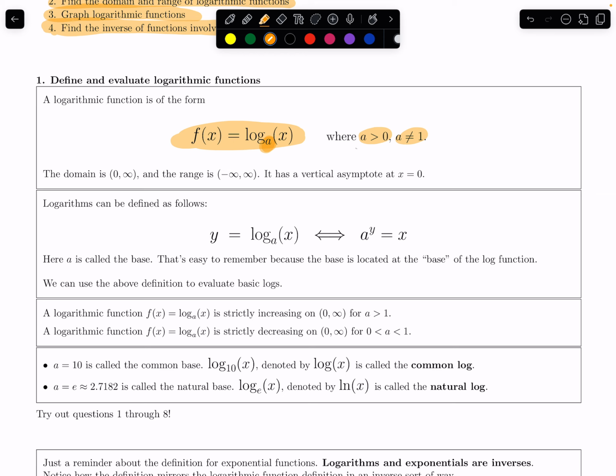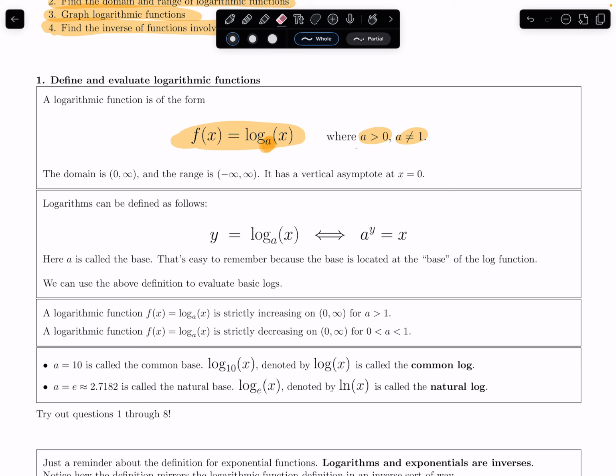So when I try to input a 1, what happens? Let's say I have x like 5. I want to get 5. Well, a to what power is going to give me 5? There's no possibility. There's no possible answer. That's why a cannot be equal to 1 either. Kind of similar reasoning for why a cannot be 0, yeah?